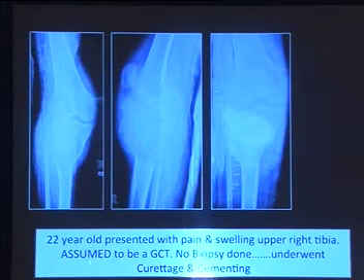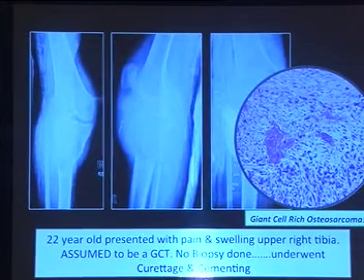Another patient, a 22-year-old, presented with pain and swelling of the right upper tibia. There you see the lesion. It was assumed to be a giant cell tumor. No biopsy was done, and he underwent curettage and cementing; by the time the biopsy was available, it was a giant cell rich osteosarcoma.